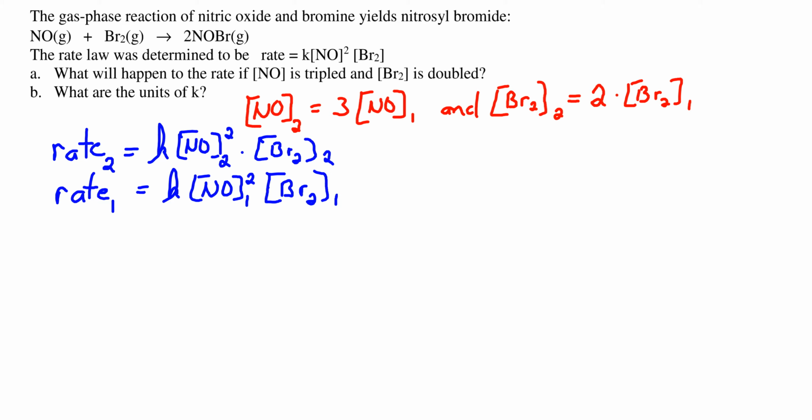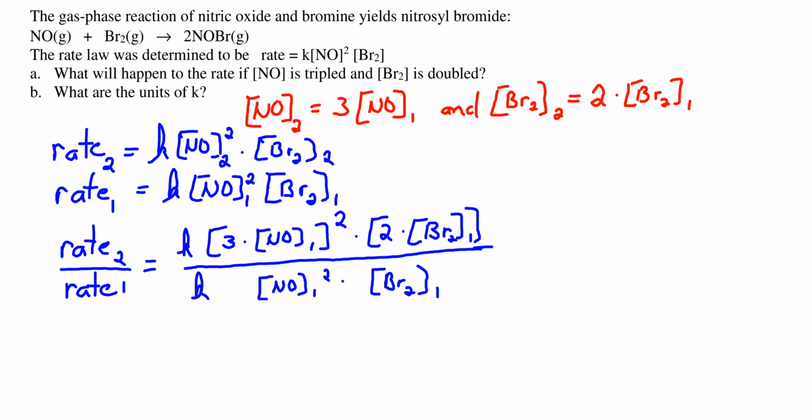So all we've done here is applied the rate law to trial 2 and to trial 1. And in each case, the rate is going to be equal to K times the concentration of NO squared and the concentration of Br2 raised to the first power. And these subscripts here refer to the trial that's going to be involved. So we're going to compare the rate of trial 2 to the rate of trial 1.